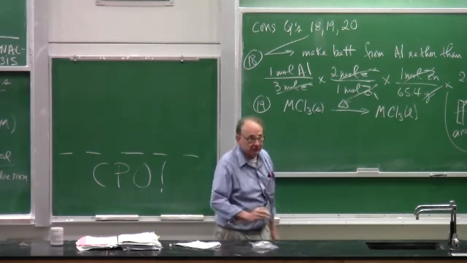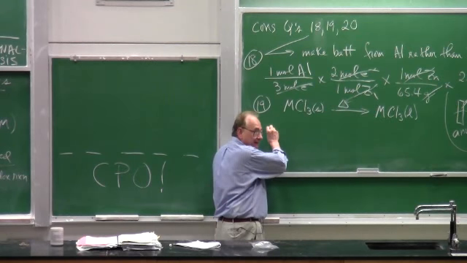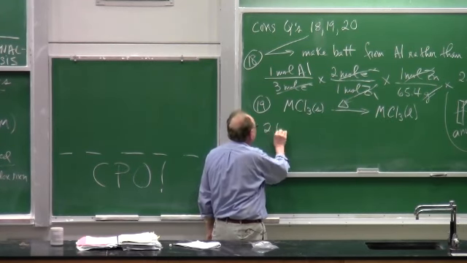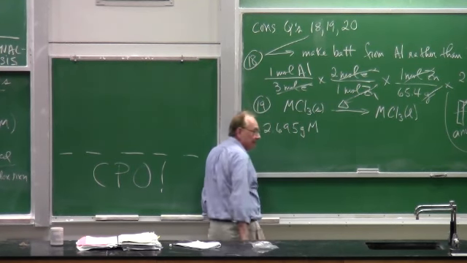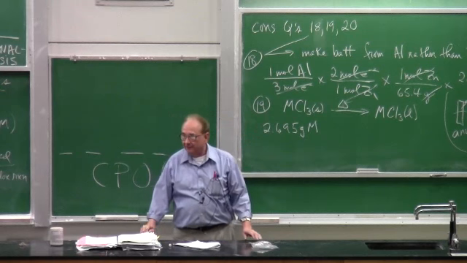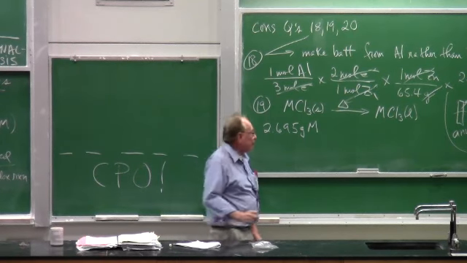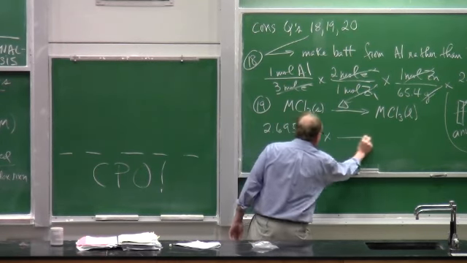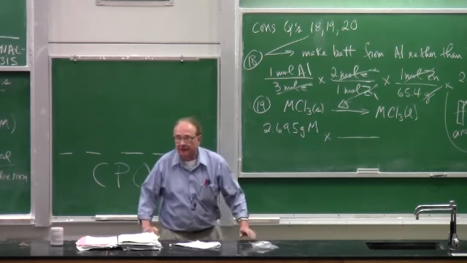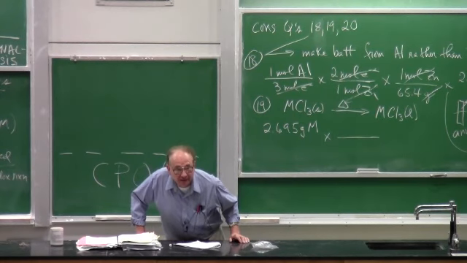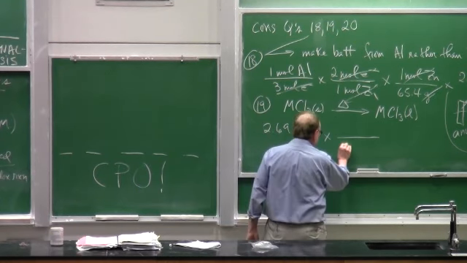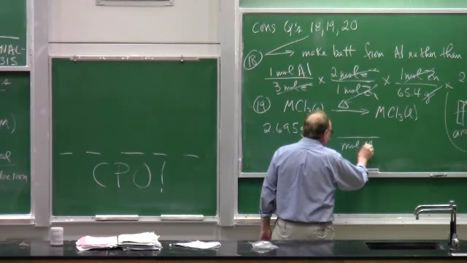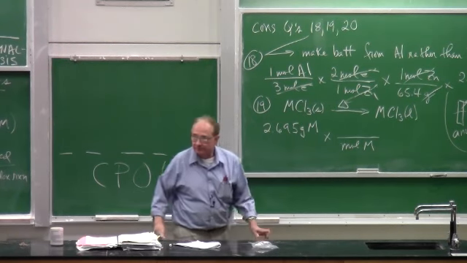So what am I going to write down first? Grams of the metal. All right? And now I want to write a factor which will have what in the denominator? Moles of this metal. Damn right. What's on top?